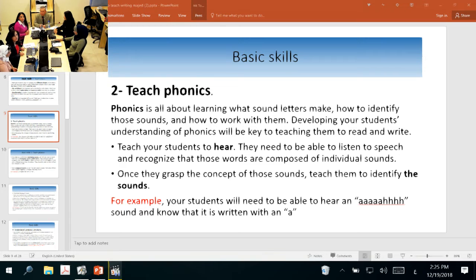Yeah. Teach your students to hear. They need to be able to listen to speech and recognize that those words are composed of individual sounds. Once they grasp the concept of those sounds, teach them to identify the sounds. For example, your students will need to be able to hear an A sound and know that it is written with an A, like in car, cat. Yeah. Say it's so A.